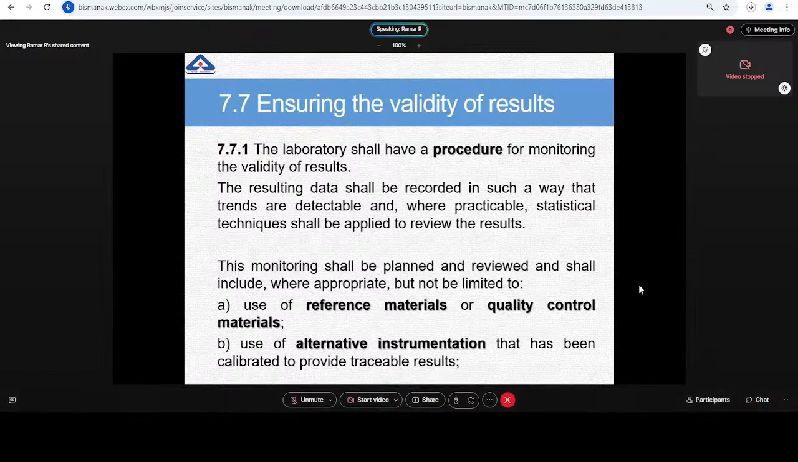If you are adopting percentage recovery, it may be 70 to 120% or 80 to 110%, depending on the concentration level. It may be different. There are a lot of standards available, AOAC standards, and there are some EU guidelines, so you can refer to them to arrive at the respective recovery factor if you go by percentage recovery. If you go by percentage deviation, then the criteria may be based on Horwitz's equation, which you can derive.